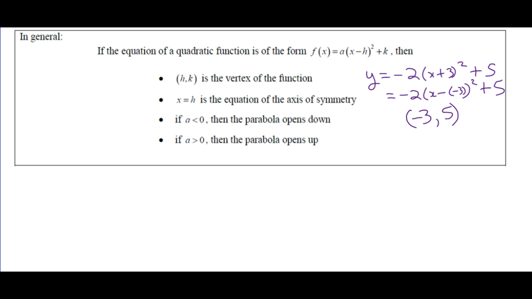Okay, (h, k). x equals h is the equation of the axis of symmetry. So for this guy, x equals negative 3. If a is less than 0, it opens down. This is less than 0, it opens down. If a is greater than 0, it opens up.